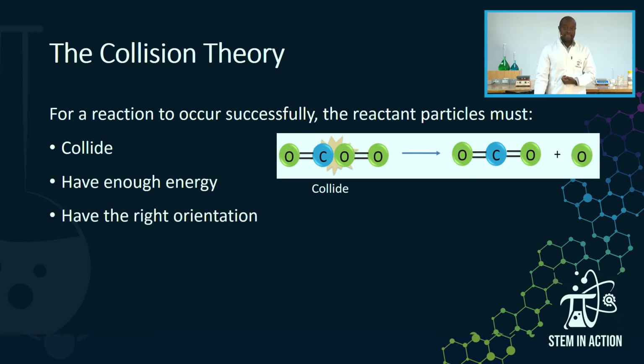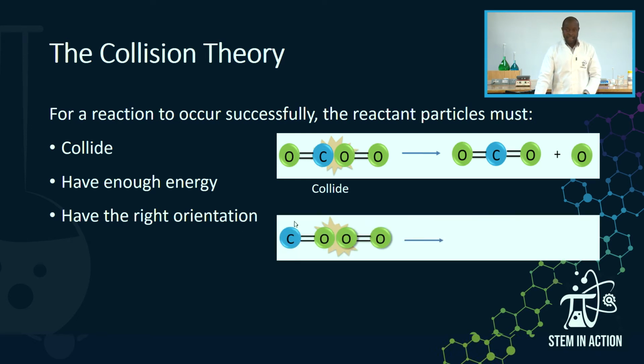Then thirdly, they must be of the right orientation. You notice that this applies mostly, for example, with large molecules. If you've got a large molecule, maybe it's only a part of that molecule that is actually participating in the reaction. And if the reactant bumps onto the wrong part, then there's no reaction that is going to happen. It has to bump on the right part of the molecule. If you look at this, we are still reacting carbon monoxide with oxygen, but for this reaction to happen, the oxygen has to collide with the carbon. If it collides the other way around, whereby the colliding atoms are oxygen and oxygen, then there's not going to be a reaction. So the right orientation has to be met.